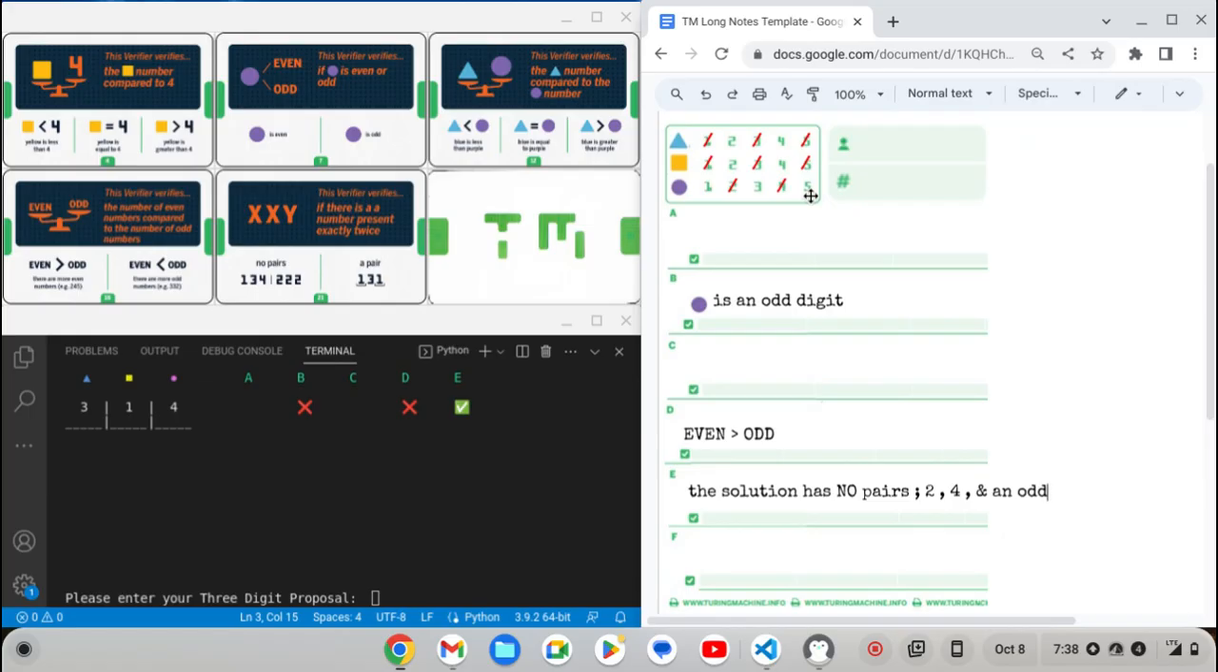Let's see. So what we're looking at is basically either 2, 4, 1 or 4, 2, 5. And I'm just going to choose 4, 2, 5. And let me just double check. Yeah, I believe that's what it would be. So yeah, let's go with 4, 2, 5.